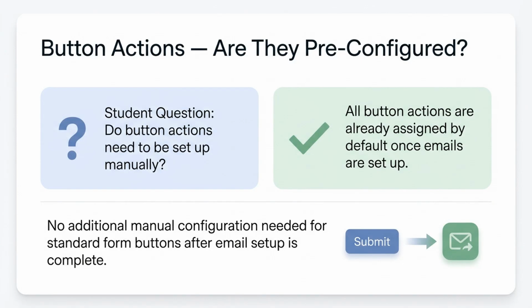A student asked whether the button actions on the form, like the Submit button, need to be configured manually. The instructor's answer is reassuring. Once you've completed your email setup, all button actions are already assigned by default. You don't need to go in and manually wire up each button. The plugin handles that automatically, as part of its standard behavior. So once your notifications email is set, the form is essentially ready to go.